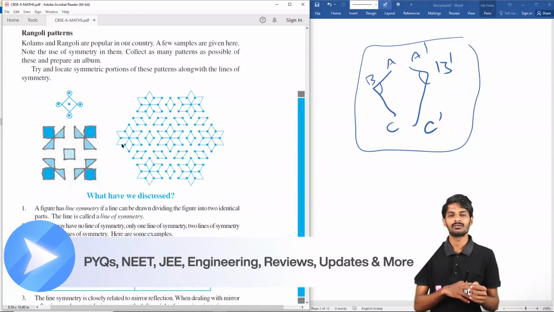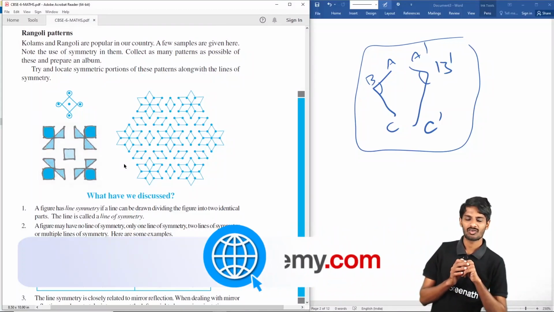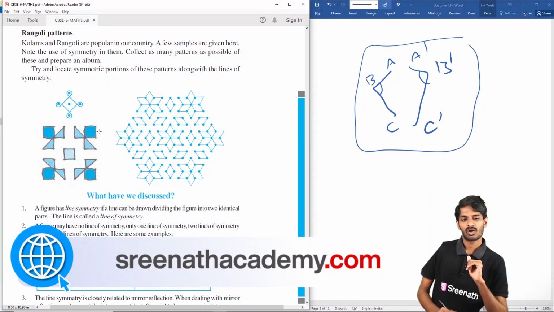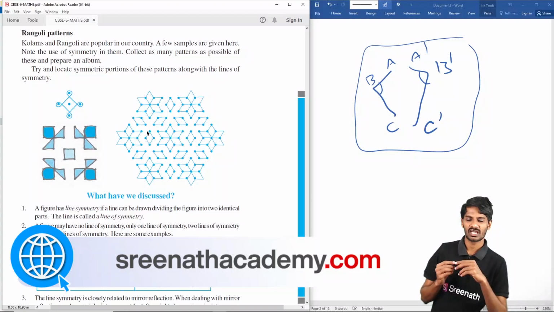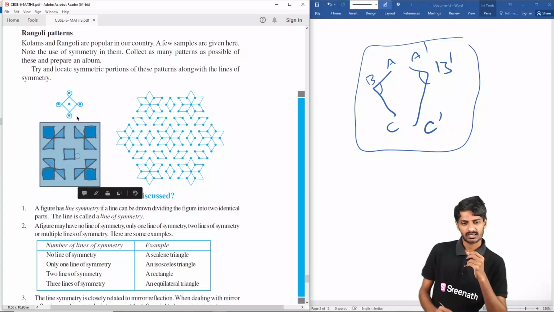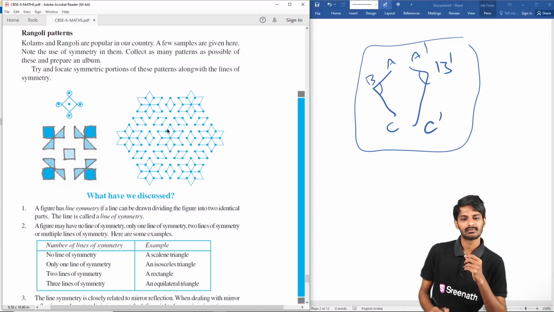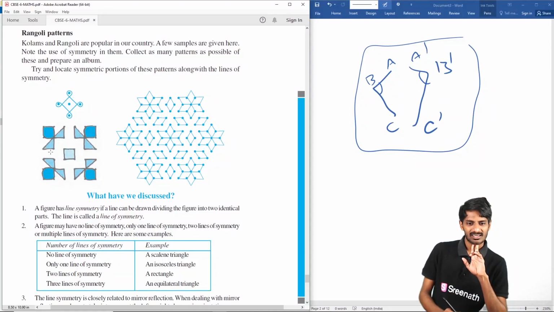Next thing is Rangoli patterns, friends. Kolams and Rangoli are very popular in our country. If you see the Rangoli patterns or any patterns, all of them look like symmetrical objects. Friends, they have so much symmetry. If you see, there are a few samples of symmetry. It has symmetry, almost along 8. It has 1 2 3 4, 4 lines of symmetry. Collect this type of samples.